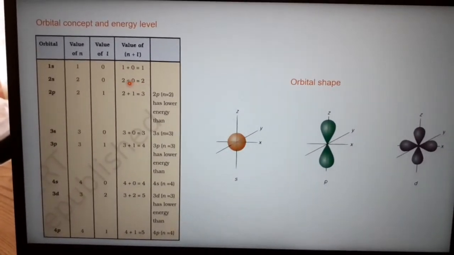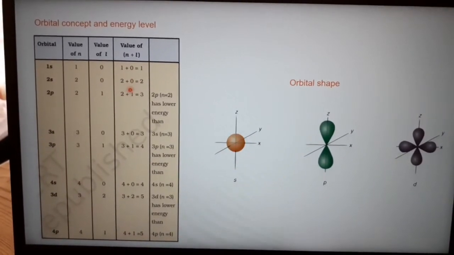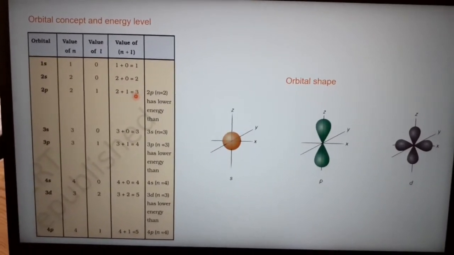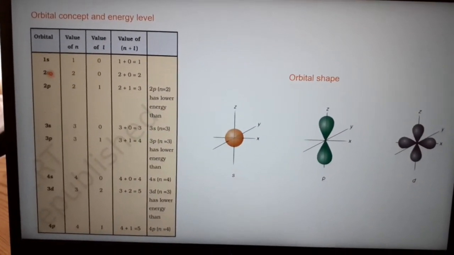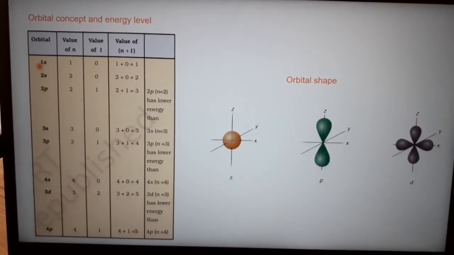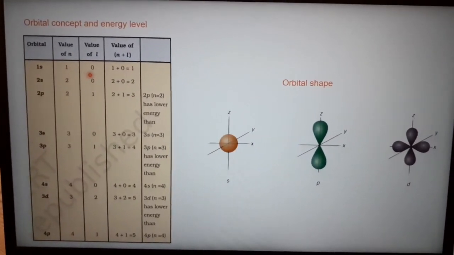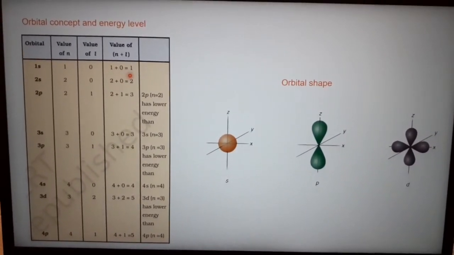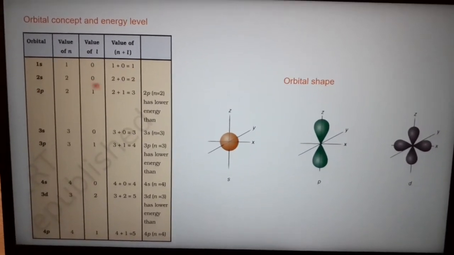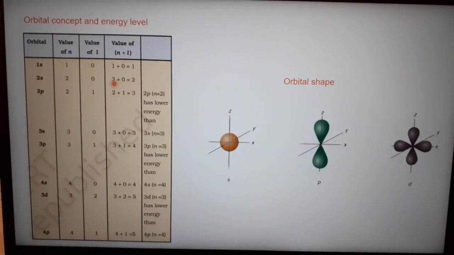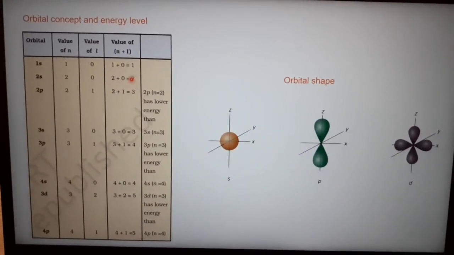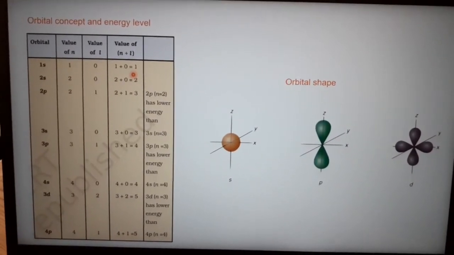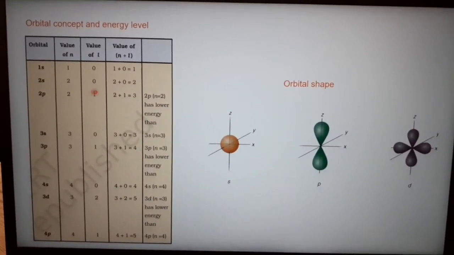So the orbital with the lowest n plus l value will fill up first, and then when the n plus l value is larger, that will fill up next. That's why I wrote here: you can see the principal quantum number n equal to 1 and l equal to 0, so n plus l equals 1 plus 0, which is 1. Next, 2s: n plus l value is 2 plus 0, that is 2. So the electron will occupy first the one whose n plus l value is lowest, right? So 1s will be occupied first and then 2s.